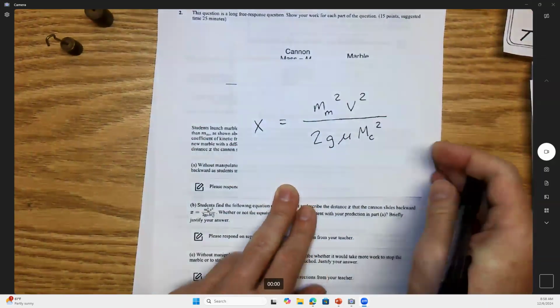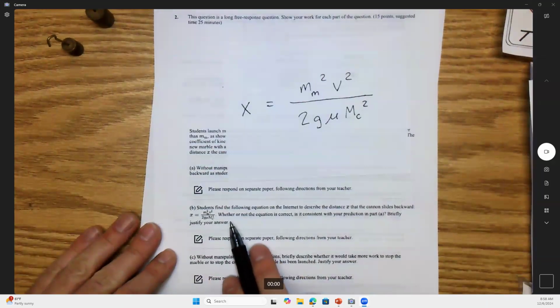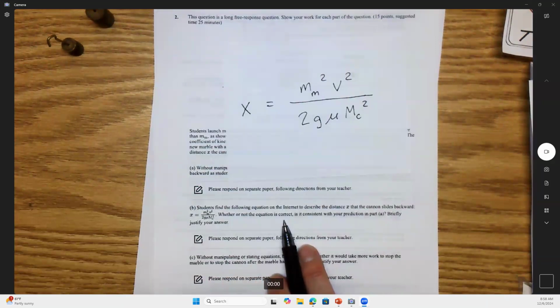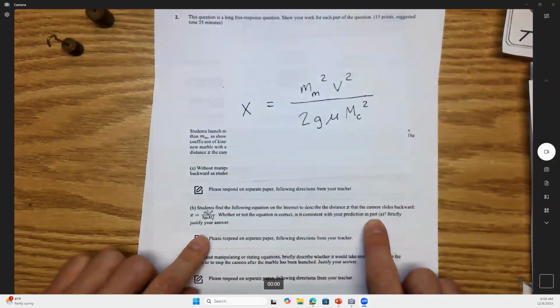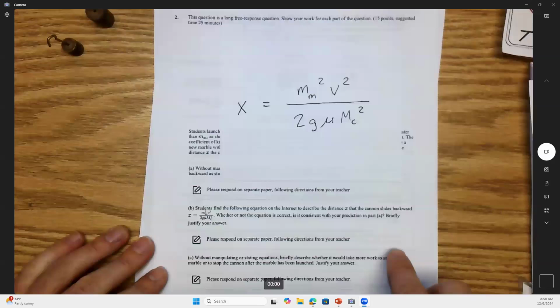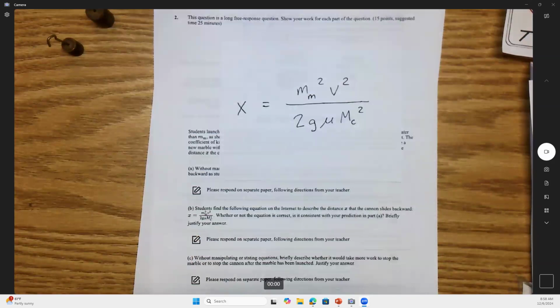So that's what they're saying right there. So they found that on the internet where everything is true. Whether or not the equation is correct, right, so maybe this is true, maybe not, as if the internet ever lied. Is it consistent with your prediction in part A? Remember, you guys in part A said, well, the larger mass marble, it should cause the cannon to slide further, right? Would this equation be consistent with that? Briefly justify your answer. So go ahead, write down what you think would be a good justification. I'll give you guys a minute there. I'll pause this recording, and then we'll flip to the answer key and check that out.